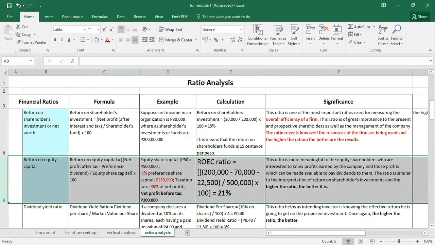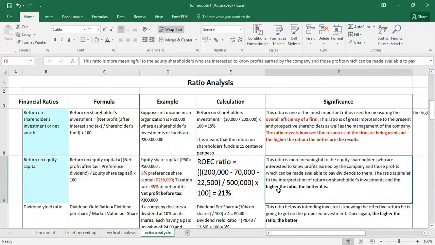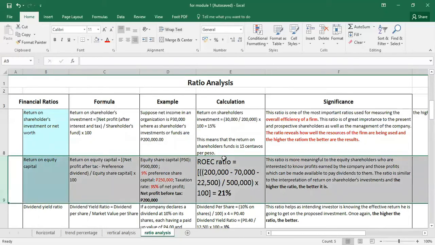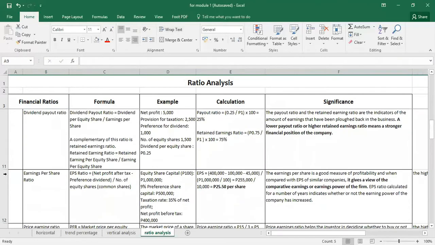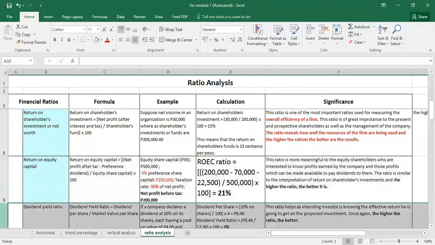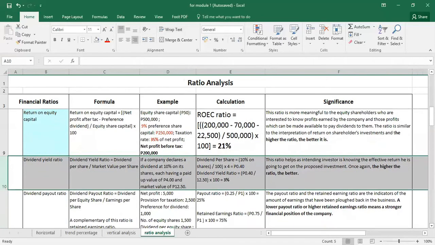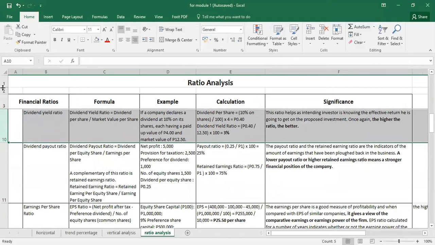Okay, this ratio is similar to the interpretation of the return on shareholders investment. Of course, the higher the ratio, the better it is. Again, the higher the ratio, the higher the return on equity capital, ibig sabihin, the better it is. Mas malaki yung returns na maibibigay mo sa capital na binibigay ng shareholders.